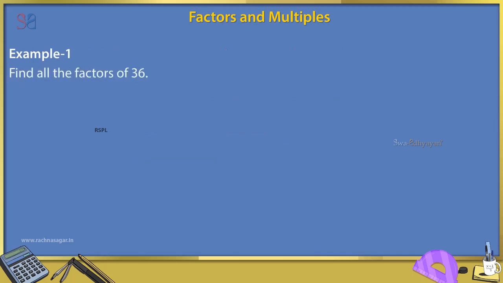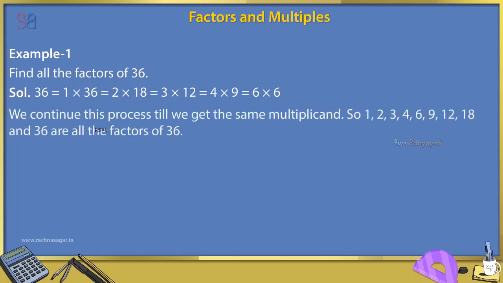Example 1. Find all the factors of 36. Solution. 36 is equal to 1 multiplied by 36, which is equal to 2 multiplied by 18, which is equal to 3 multiplied by 12, which is equal to 4 multiplied by 9, which is equal to 6 multiplied by 6. We continue this process till we get the same multiplicand. So, 1, 2, 3, 4, 6, 9, 12, 18 and 36 are all the factors of 36.